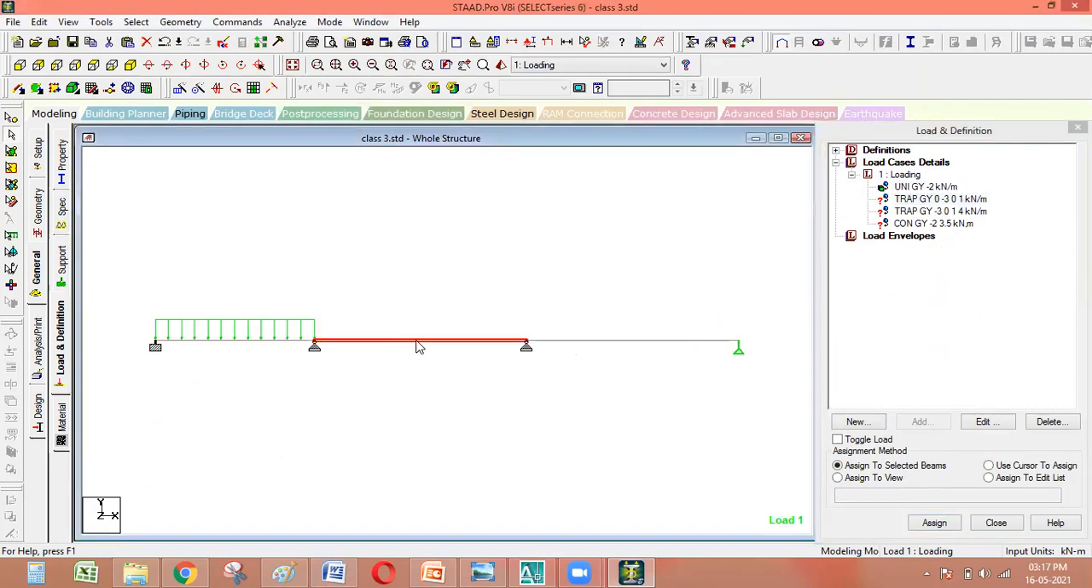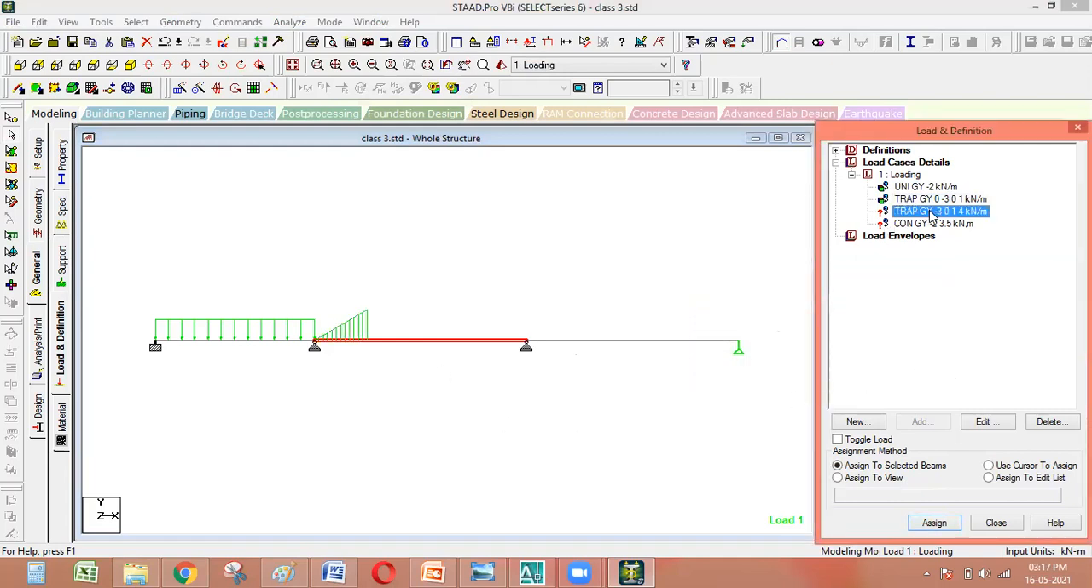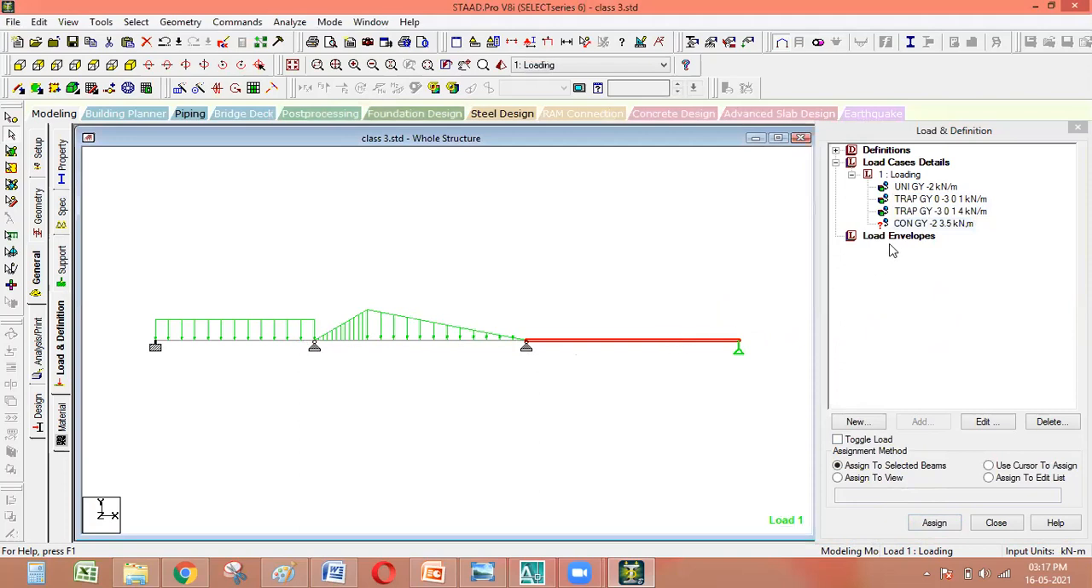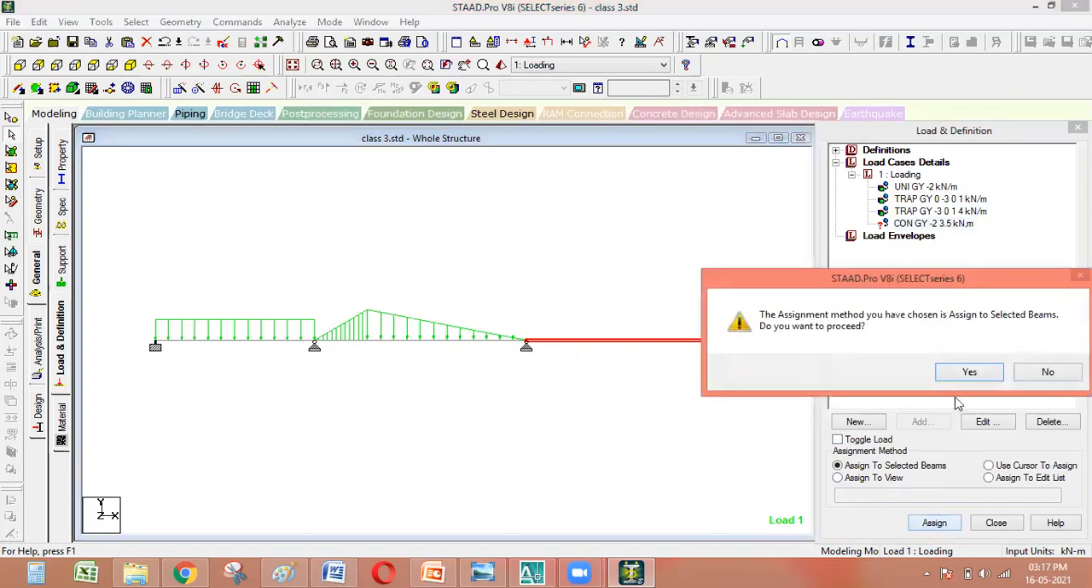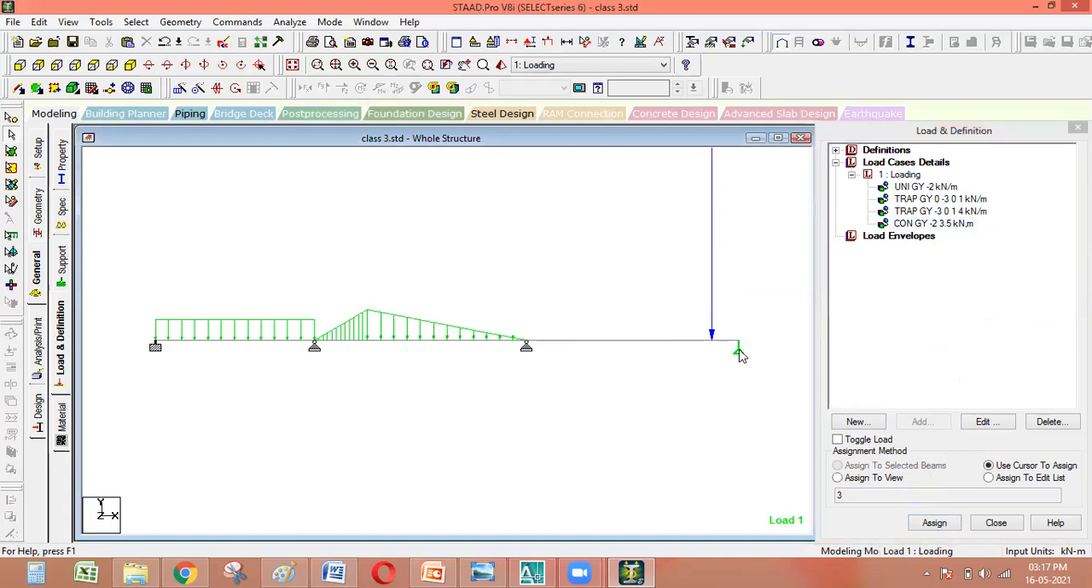Consider the second beam, on which a small triangular load is acting. Take the same beam, and the remaining triangular portion should form, which you can assign. You can observe here that the triangular load has been formed. For the third beam, you can assign the third load, and that gives a point load at a distance of 3.5 meters from the left hand support, or 5.5 meters from the right hand support. This is how loading is provided.